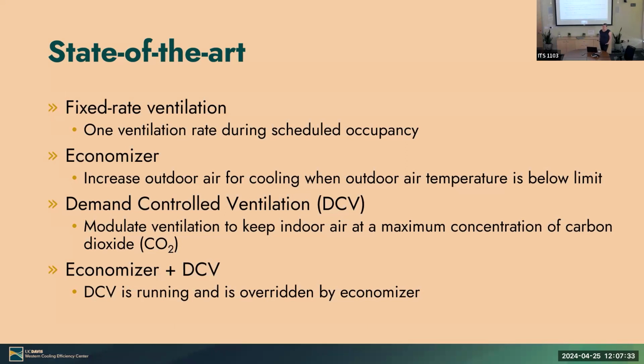Then there's demand control ventilation, where basically we say, okay, we're all breathing and exhaling CO2, and we're just going to bring in the amount of outside air we need to keep that CO2 below a set point. And then the best state of the art currently is where you combine an economizer with DCV. So you run a fixed CO2 set point, and then if you need extra outside air for cooling, you go to a max outdoor air.